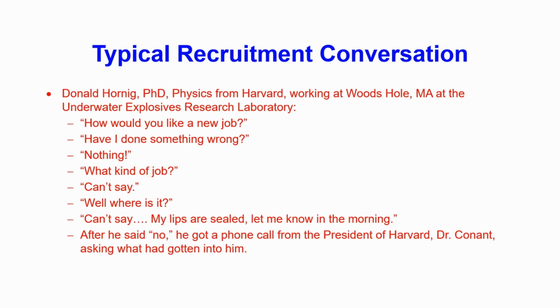And as a result, he gets a phone call from Dr. Conant, who asked him what in the world has gotten into him, what is he saying no to, and so he ends up going. Well, his wife had a master's in chemistry, and so before he went, he made sure he negotiated a pair of scientists.